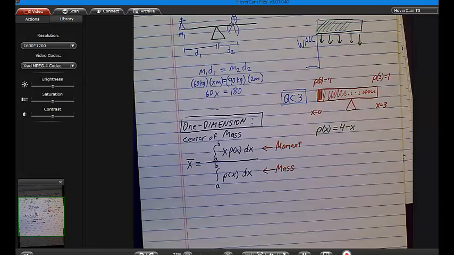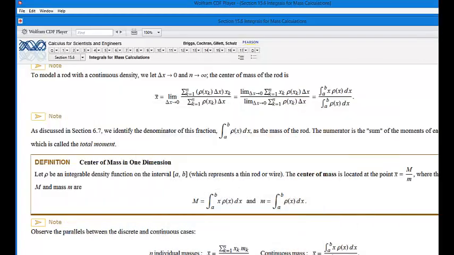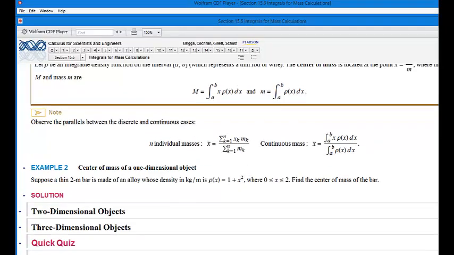Guys follow so far? Okay. Moving on. They do an example, find the center of mass, but that's just integrating. Do you guys want to see that or move on? Move on. Okay.